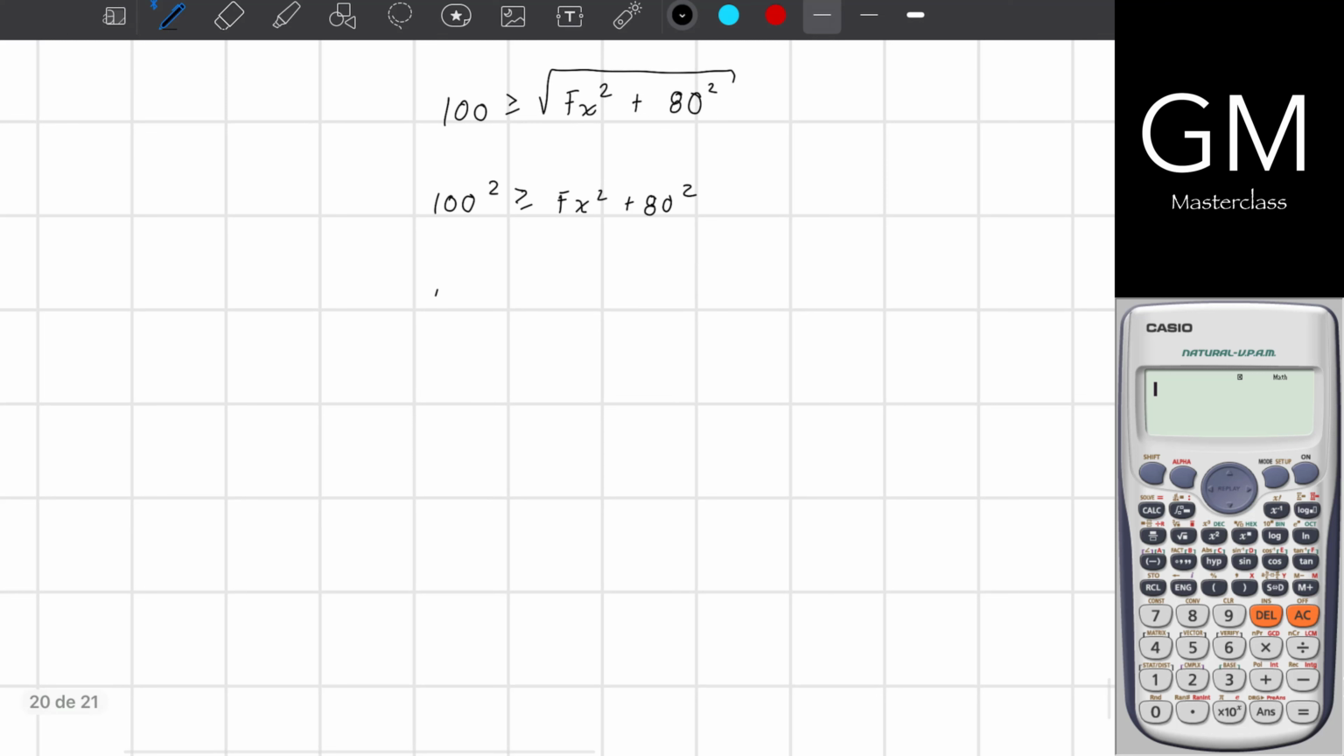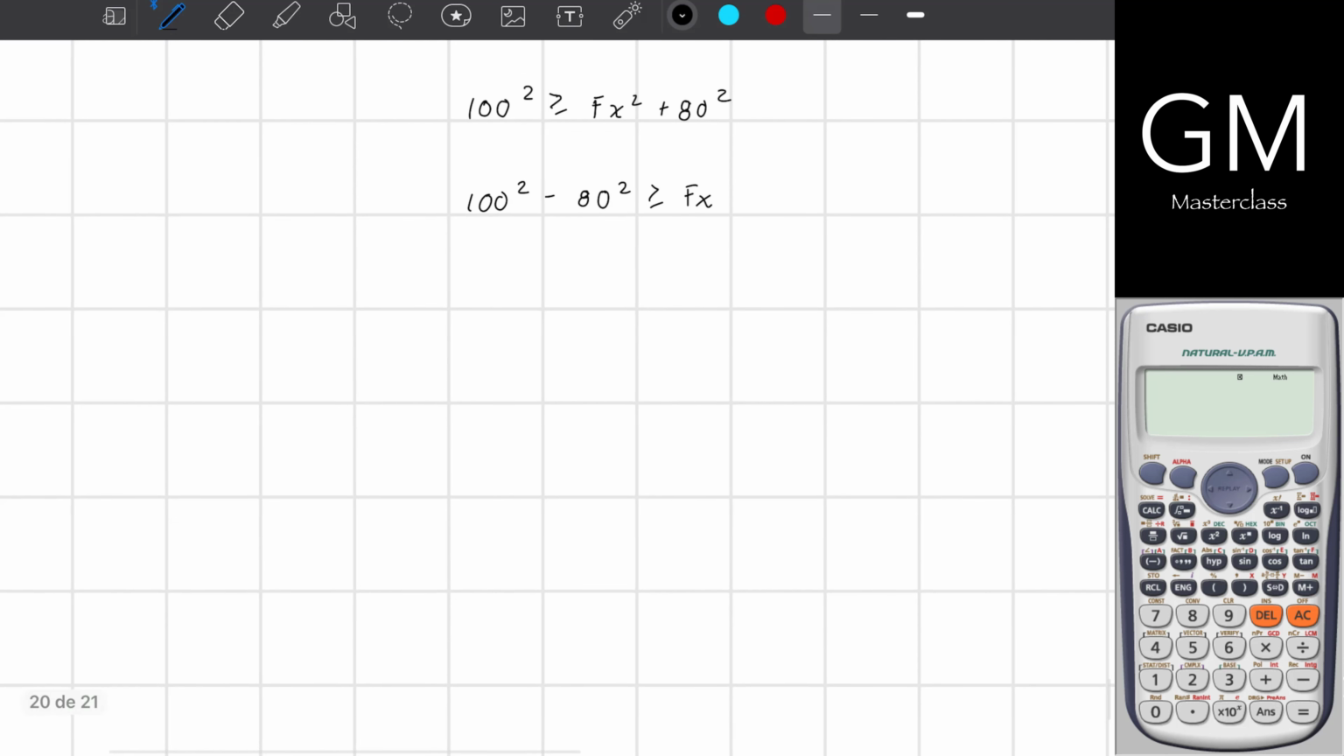So that means that 100 squared minus 80 squared is needed to be greater or equal to Fx squared. So that means that the square root of 100 squared minus 80 squared is needed to be greater or equal to Fx.